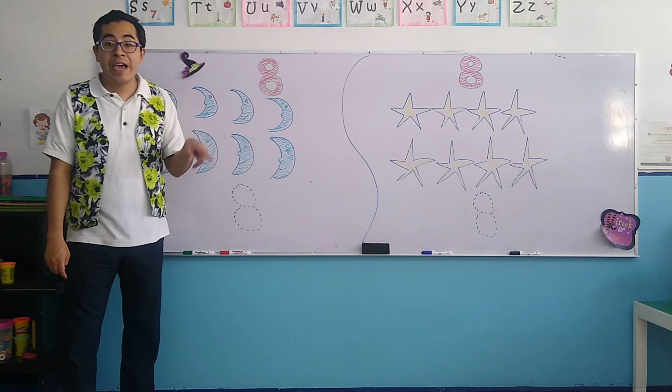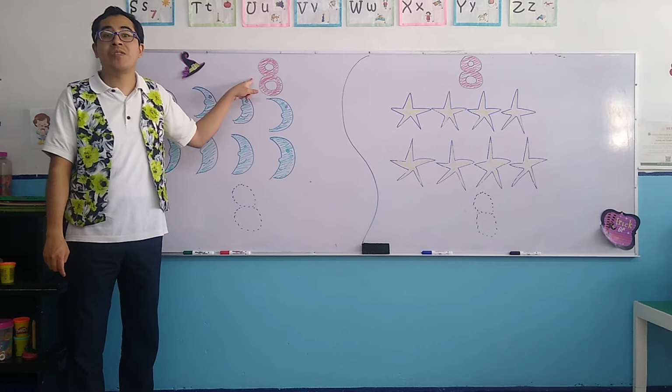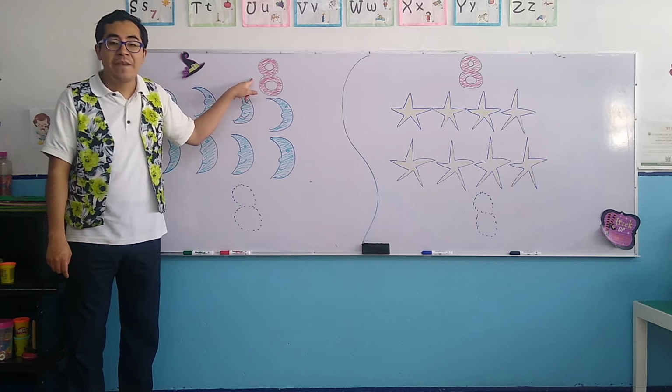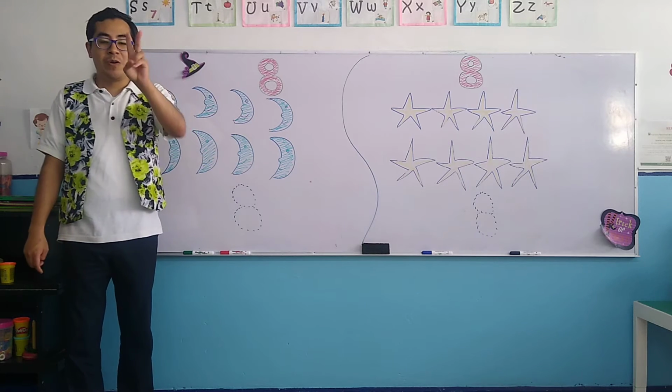1, 2, 3, 4, 5, 6, 7, and 8. They are 8 moons. So the number that appears on top of them is number 8, okay? Very good. Now, the color of the moons have 2 colors.